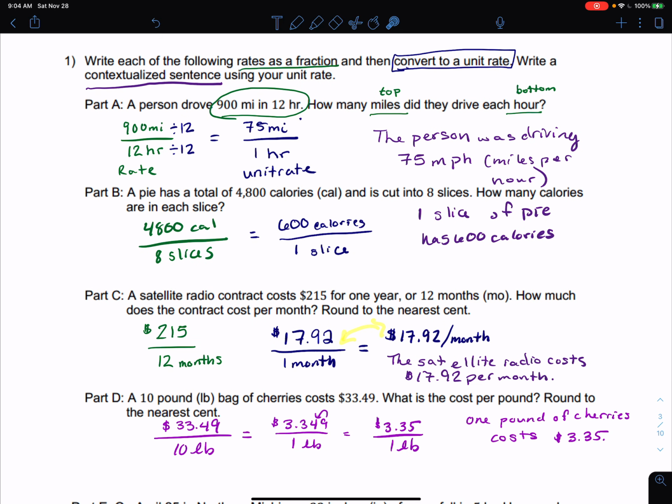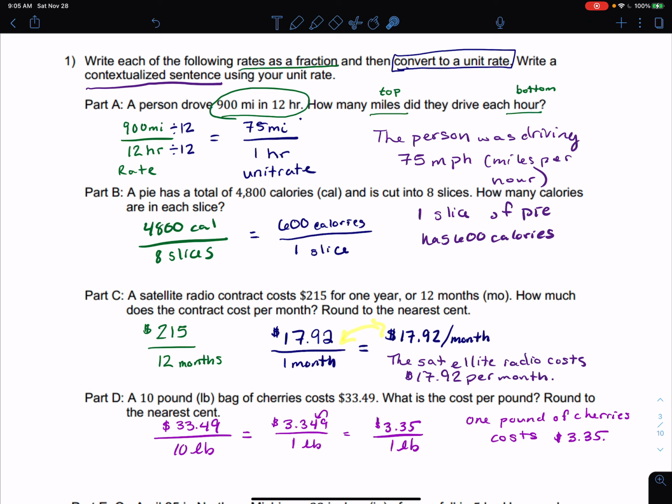So for number 1, they're asking us to write each of the following rates as a fraction and then convert to a unit rate. Write a contextualized sentence using your unit rate. So if we look at part A, it says a person drove 900 miles in 12 hours. How many miles did they drive each hour? So it does matter which number goes in the numerator up top and which number goes in the denominator, the bottom. We keep it in the order that they gave us the information.